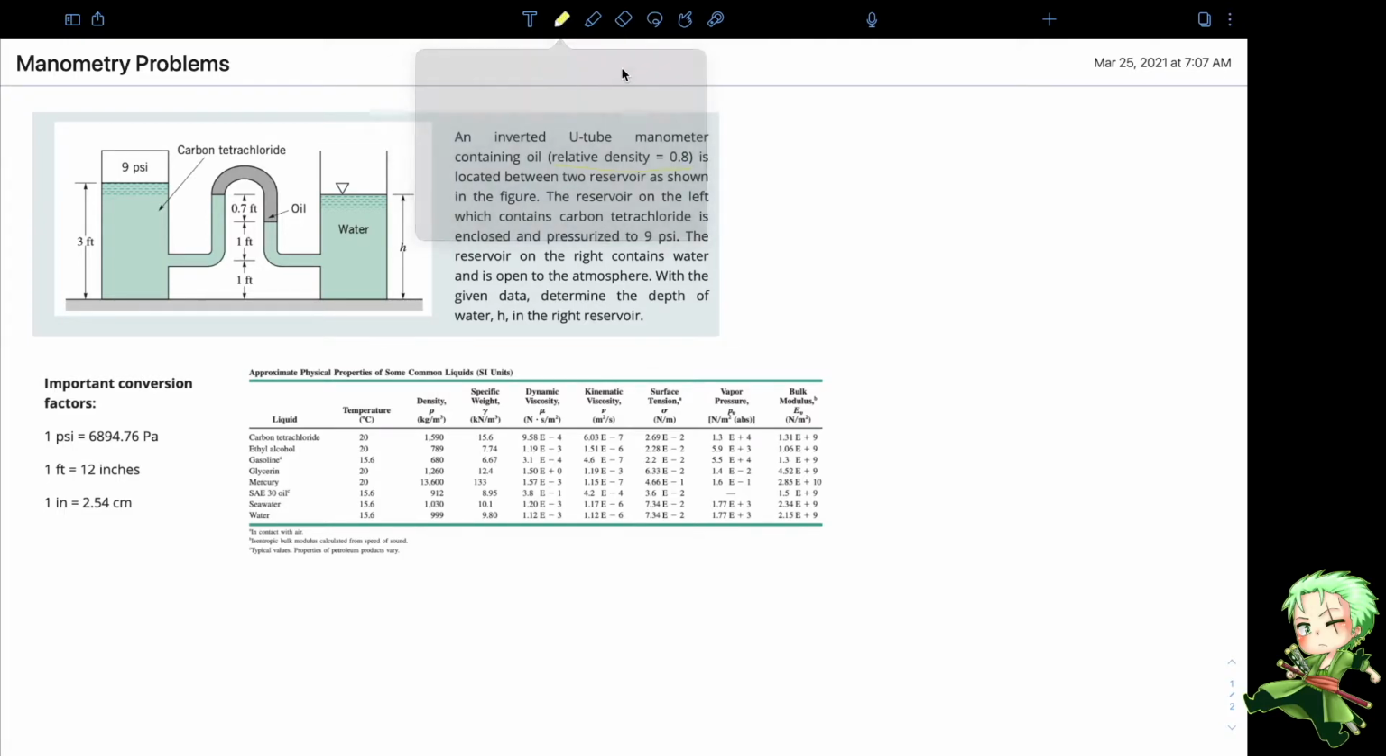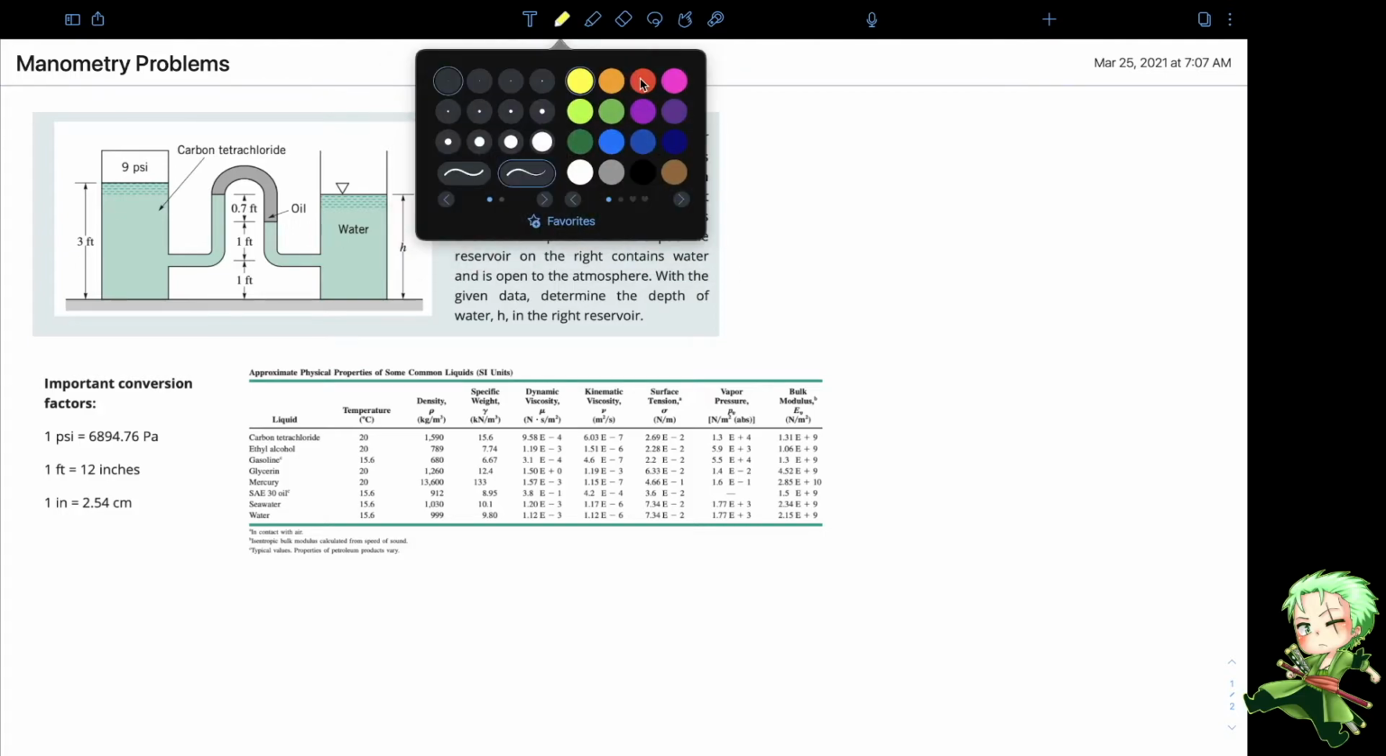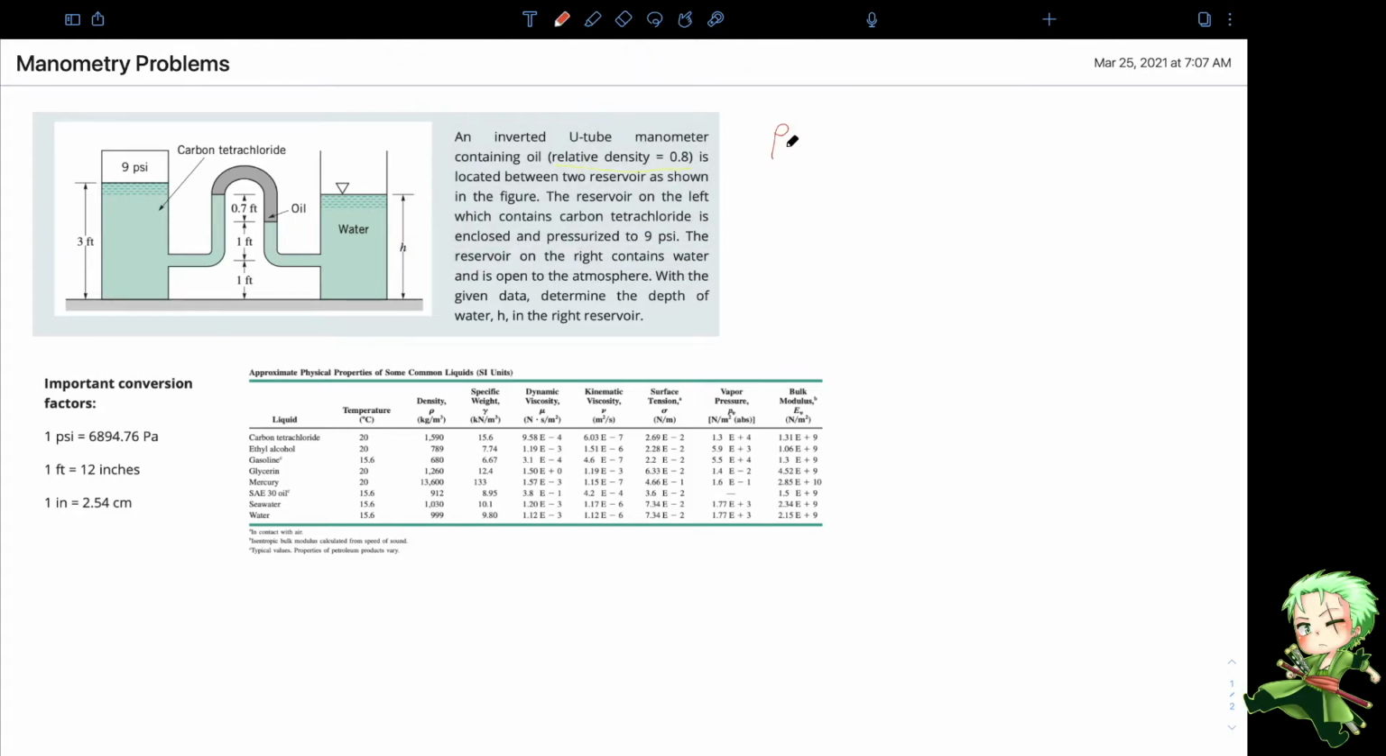That means, when we talk about relative density, I think you already know this one, that is just the density of oil divided by the density of water, because water is our reference fluid, and that is 0.8. This is the RD, or the relative density, of your oil.